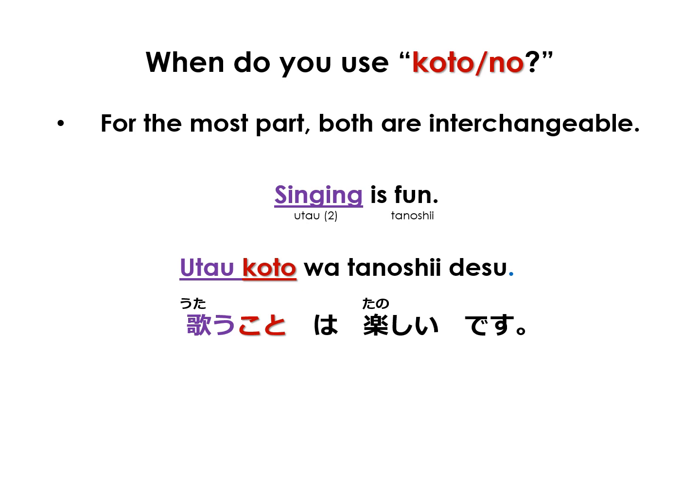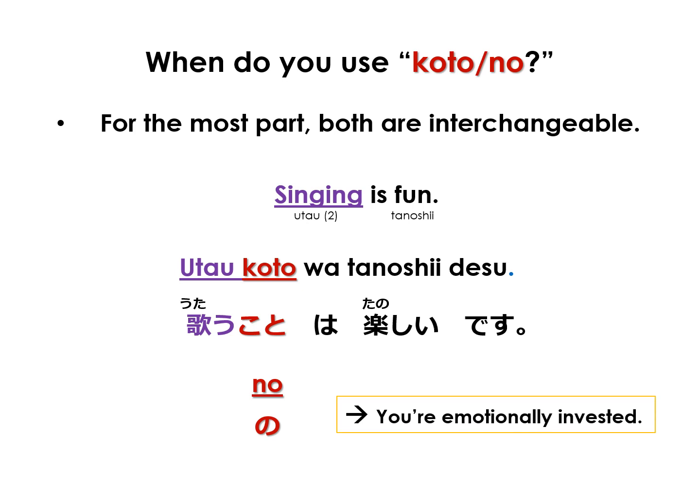The verb utau, to sing, is nominalized using KOTO. Just like before, the verb has to be in the plain style. You can also use no to nominalize and say, utau no wa tanoshii desu. The difference is that when you use no, you have an emotional connection to the sentence. Maybe you like singing personally and are speaking from experience, whereas using KOTO makes it sound a bit impersonal.